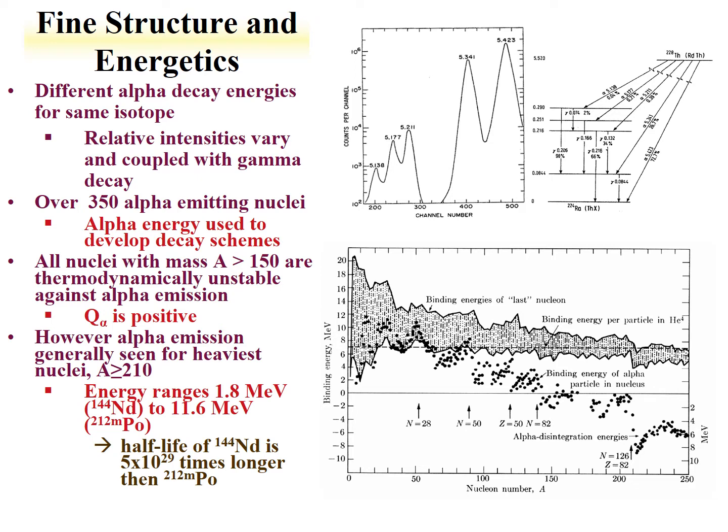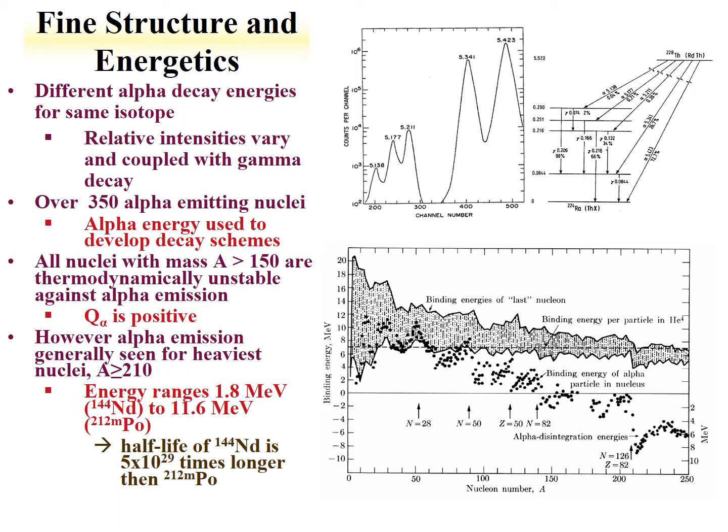There are over 350 alpha-emitting nuclei, and as I showed here, these alpha decay energies can be used to develop decay schemes. Fundamentally, all nuclei that are greater than 150 mass are thermodynamically unstable against alpha emission. That means they have a positive Q value. However, the probability of some of those decays is rather small compared to competition from beta. So you generally see alpha with isotopes that are greater than 210.